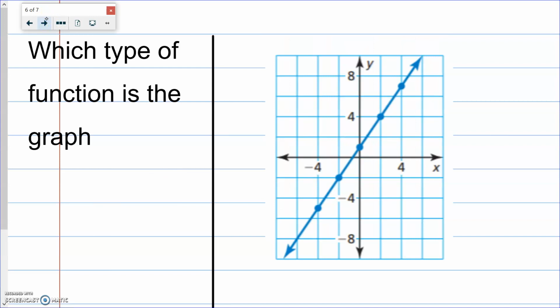What type of function is this graph? Well, we have a straight line, and so it's a linear. That's all we're doing today, is identifying the types of graphs or type of functions by their graphs.